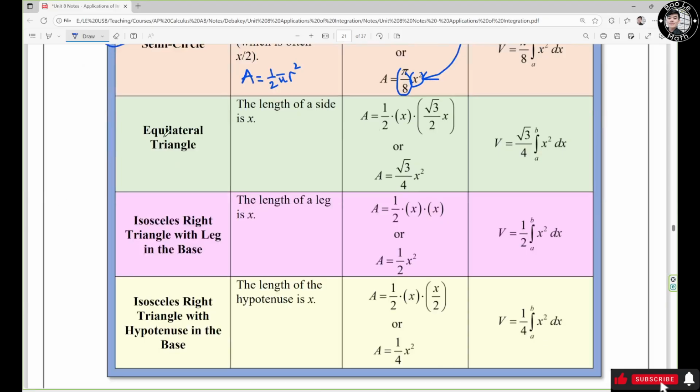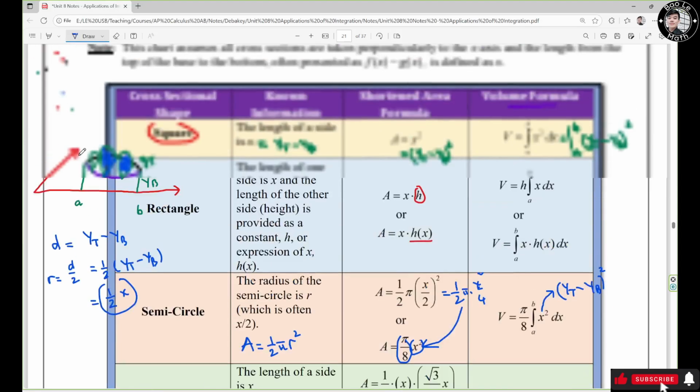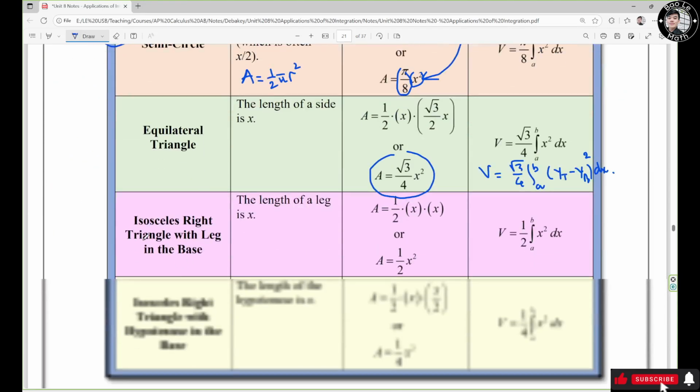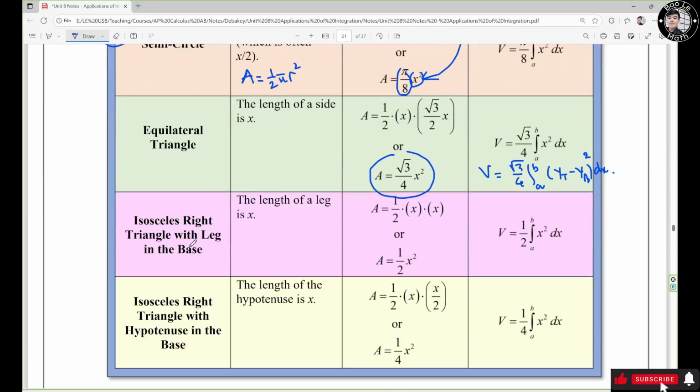Now, next one, equilateral triangles. We have the formula right here, remember? It's actually V equals root 3 over 4 times the integral from a to b of (y top minus y bottom) squared ds, right? If you look at this one right here, the cross section should be something like this.